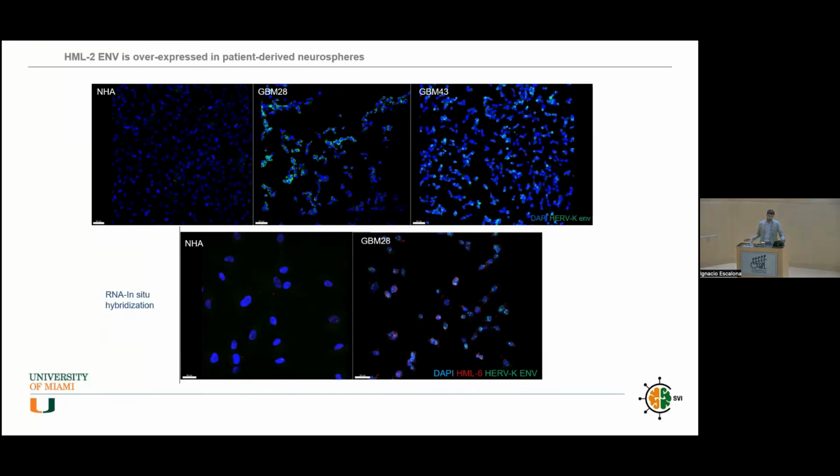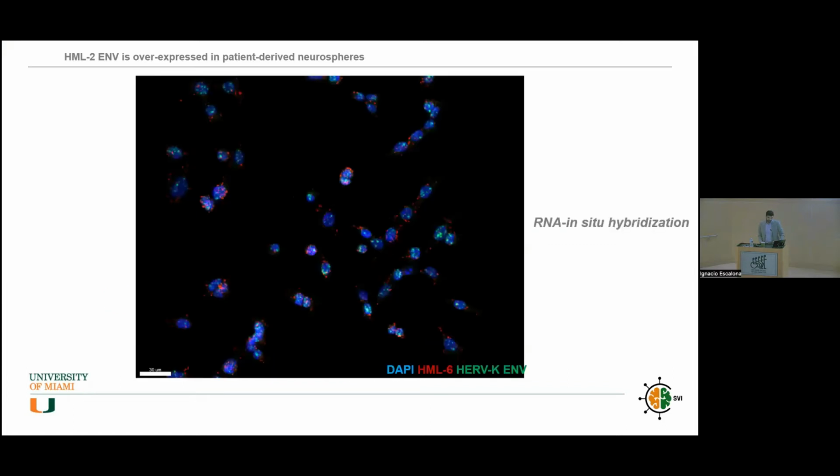So we did RNAscope again, in HML6 for HML2, in glioblastoma. And here you can see there's differential expression in glioblastoma cell lines. Here at the top is HML2 envelope protein in GBM, and the bottom is the RNAscope. So both RNA and protein here. And different cells have different RNA exposure.